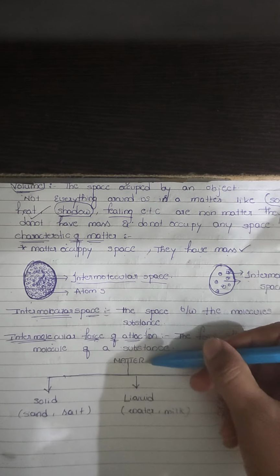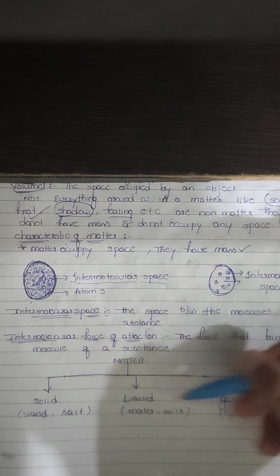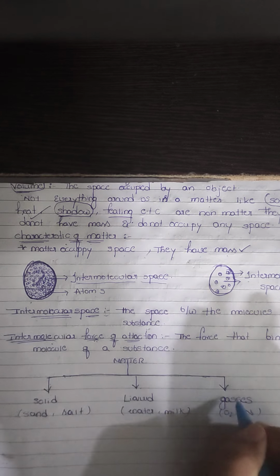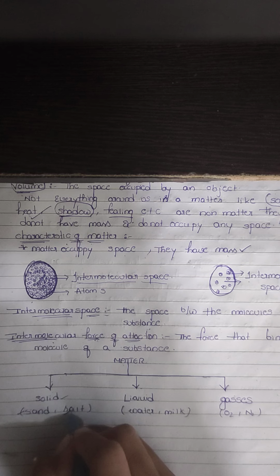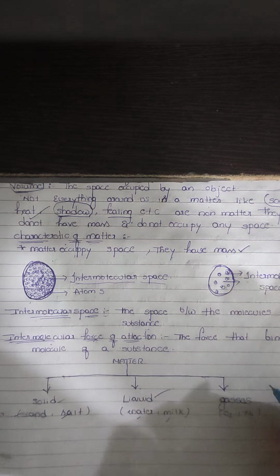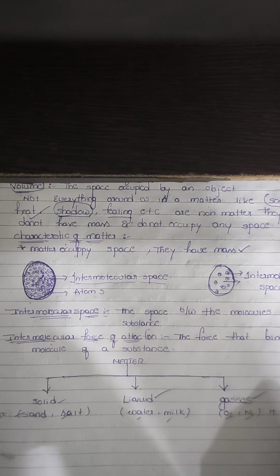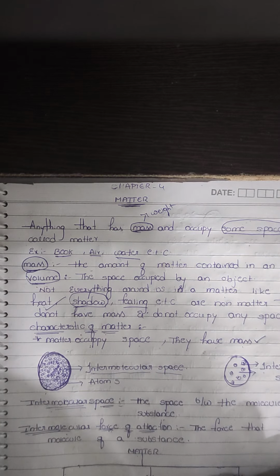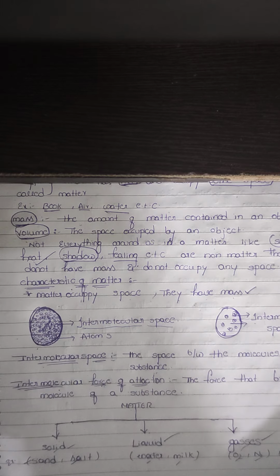Got it? Now matter has three types: solids, liquids and gaseous. Solids, for example sand, salt. Liquids, water, milk. For gaseous, oxygen, nitrogen and hydrogen you can take. Got it? This is all about the brief introduction of matter. We'll discuss solids, liquids and gaseous tomorrow.